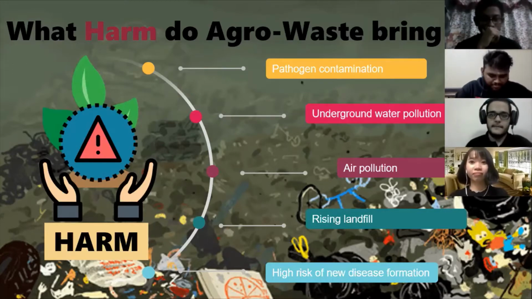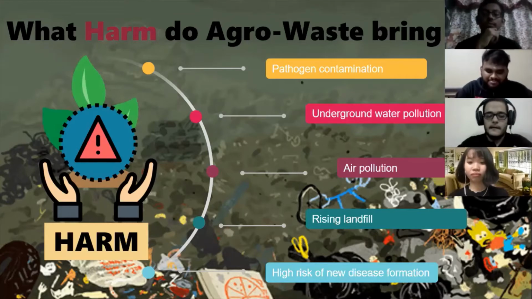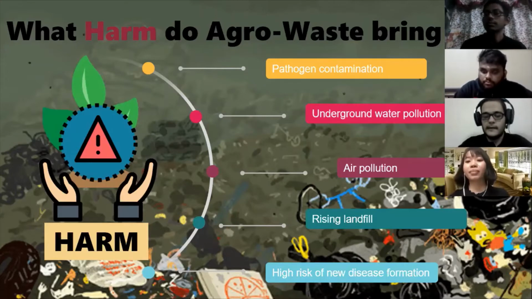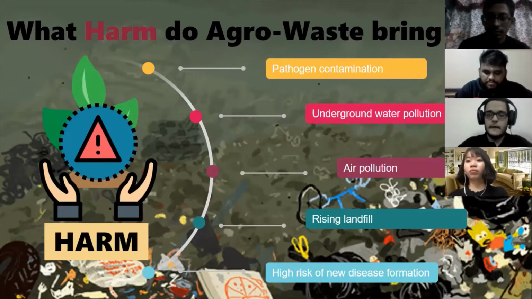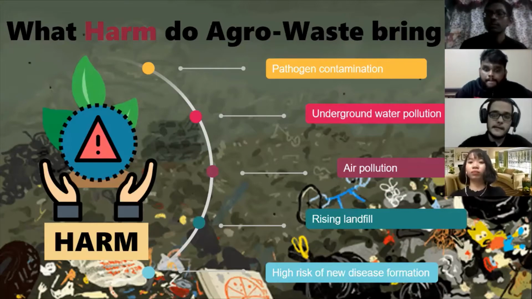The final type of harm that agro-waste can bring is the high risk of new diseases. If you have been to any landfill site, you can see that it's not clean and there are a lot of bacteria and microbes living in the landfill. For example, as Mathish has said, rotten food. The problem is bacteria can survive on rotten food, and they will grow, reproduce and evolve into new types of bacteria, which can bring new diseases and cause new infections. So next slide, please.